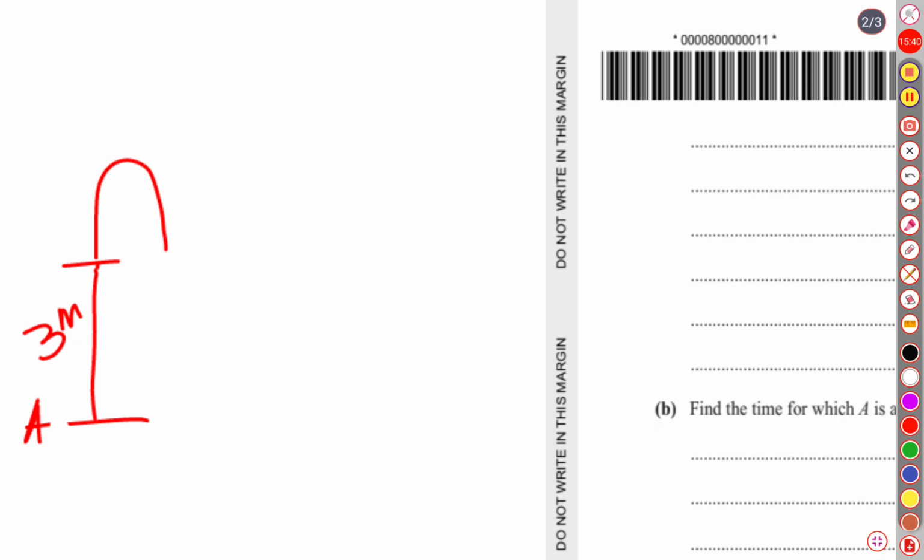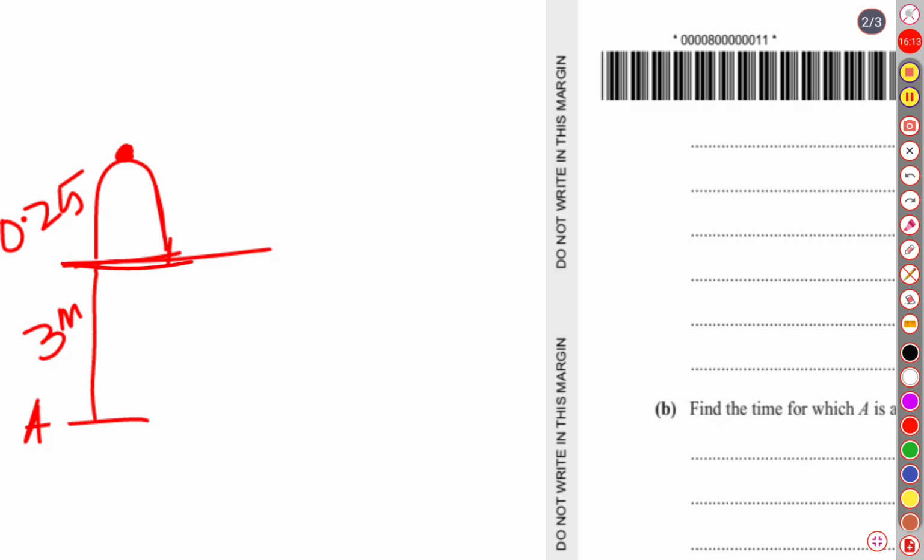So what is this? Actually, they have told us to find the time in between this. Suppose this one is 3 meters and 0.25 meters. After reaching 0.25 meters, this is the highest point. After reaching that height, A came back to this height.